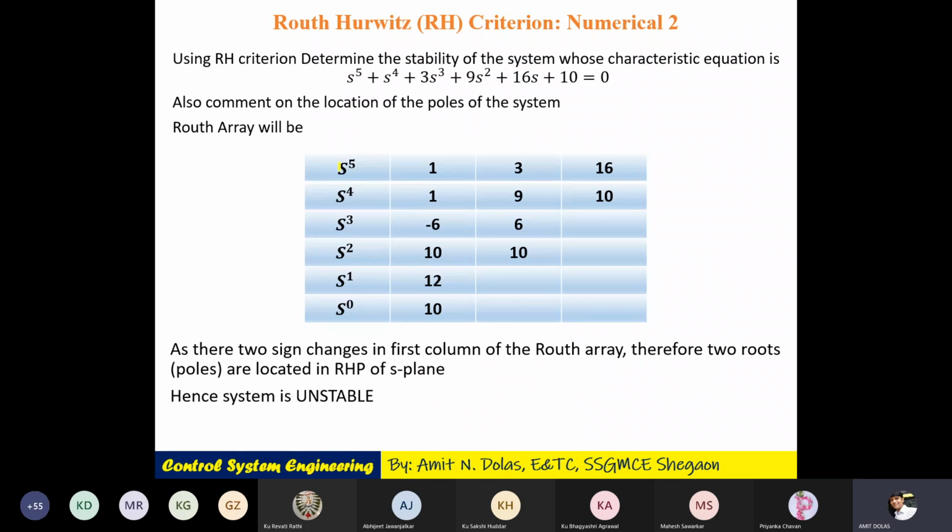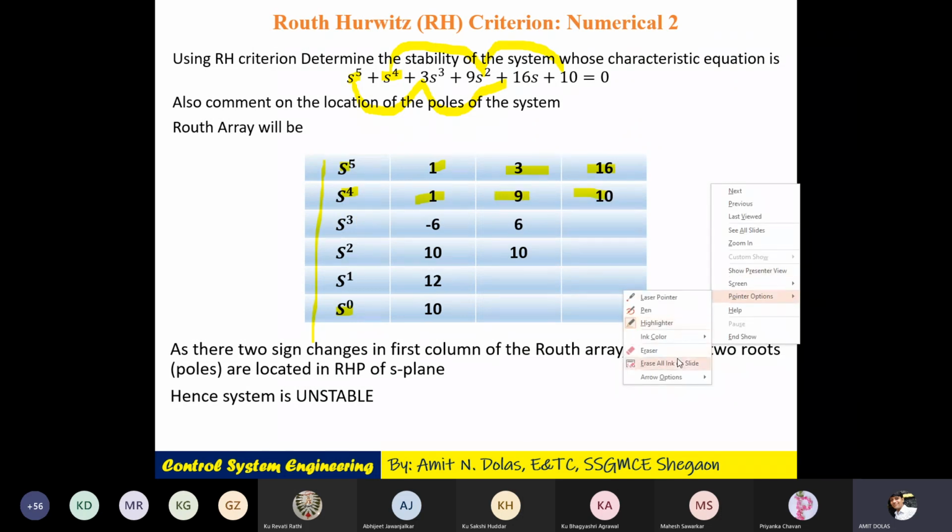The degree is s to the power 5. So I wrote everything up to s to the power 0 in this way. First the coefficients of s to the power 5, then s to the power 3, then s. So it will be 1, 3 and 16. Then for s to the power 4, we write the coefficients of s to the power 4, s to the power 2 and s to the power 0. So it is 1, 9 and 10.